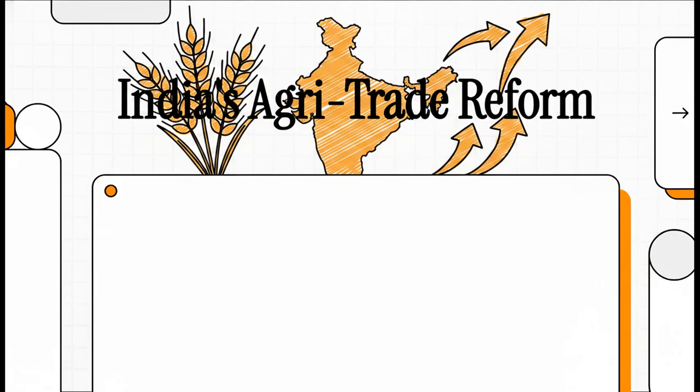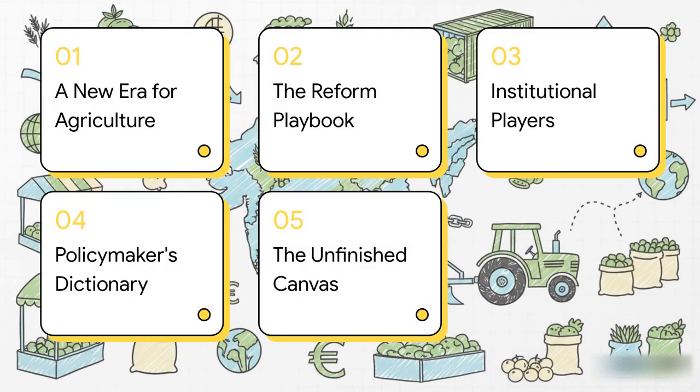Today we are diving into a really pivotal moment in India's economic history, the liberalization of its agricultural trade. We're going to distill the core strategy and the key lessons from this massive, massive undertaking. So let's get right into it. Here's how we're going to break it all down.